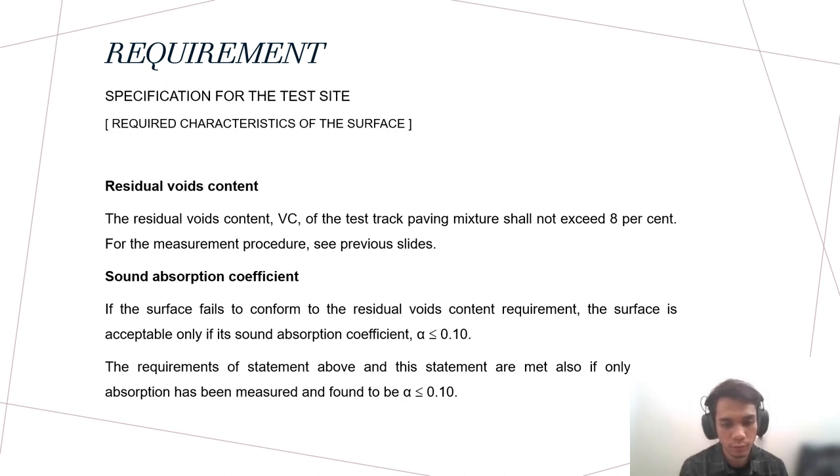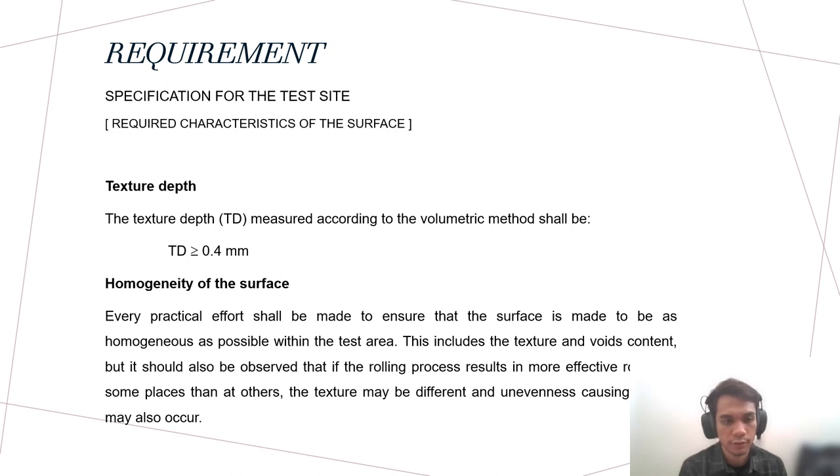The sound absorption coefficient. If the surface fails to conform to the residual void content requirement, the surface is acceptable only if its sound absorption coefficient meets the requirements of the statement above and this statement. Also, if only sound absorption has been measured, it must be found to be below 0.10. The texture depth: the texture depth TD measured according to the volumetric method shall be TD below 0.4 mm.